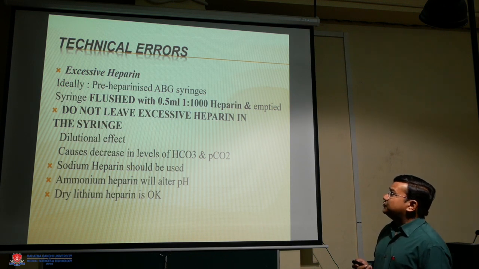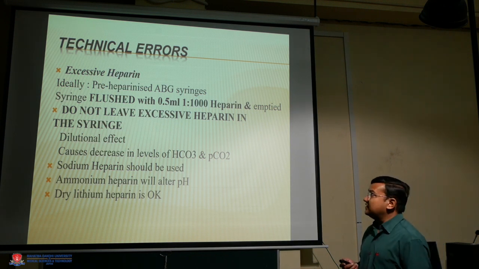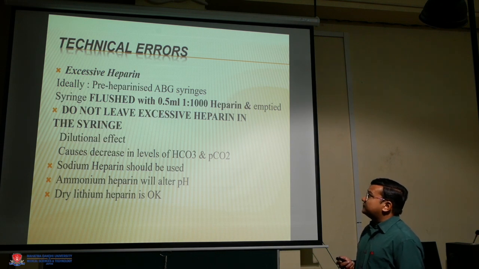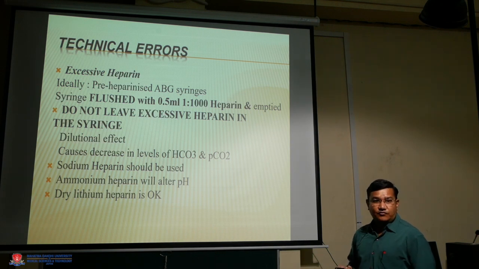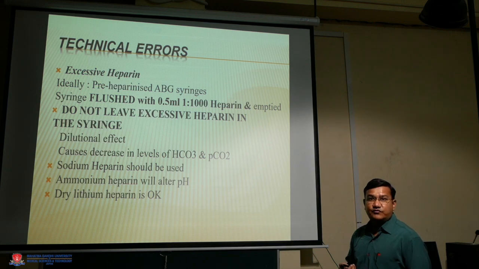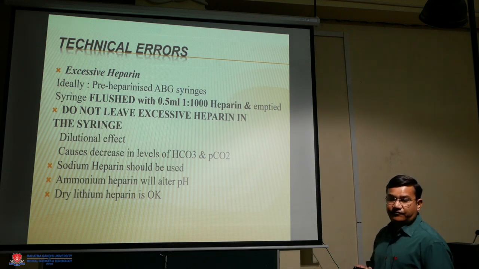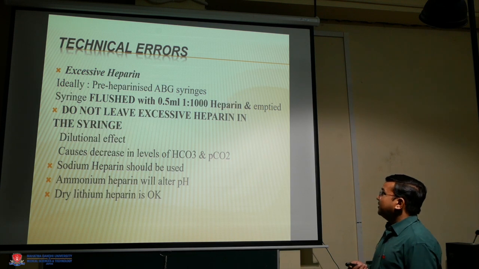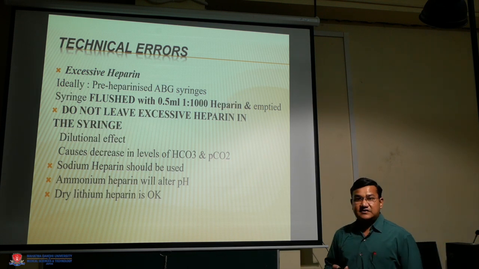So what should we ideally do? We should use pre-heparinized syringes. If we do not have a pre-heparinized syringe, then we have to flush the syringe with 0.5 ml of 1:1000 heparin and empty it. Do not leave excessive heparin in the syringe.